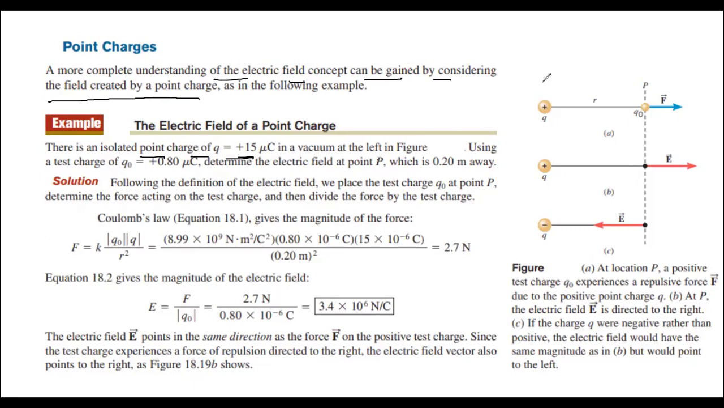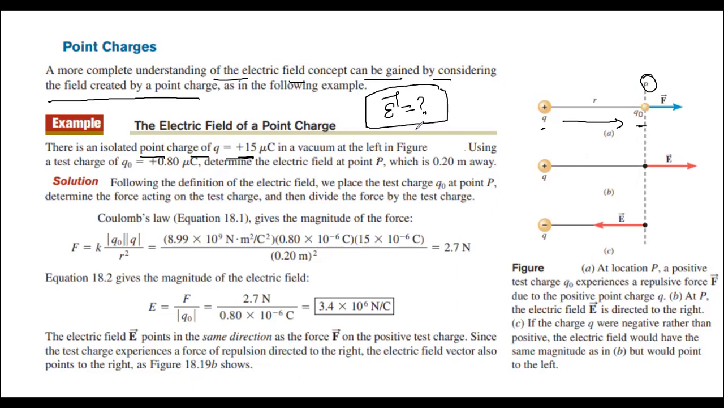In the figure, on the left hand side. I mean, the figure is on the right hand side, but if you see the left side, there's a point charge. Using a test charge of Q naught, which is 0.80 coulombs. So here's your test charge. Determine the electric field at the point P. So what will be the electric field? And the distance is 0.20. So what is the aim? What's the goal? Determine the electric field. This is what we are looking for.